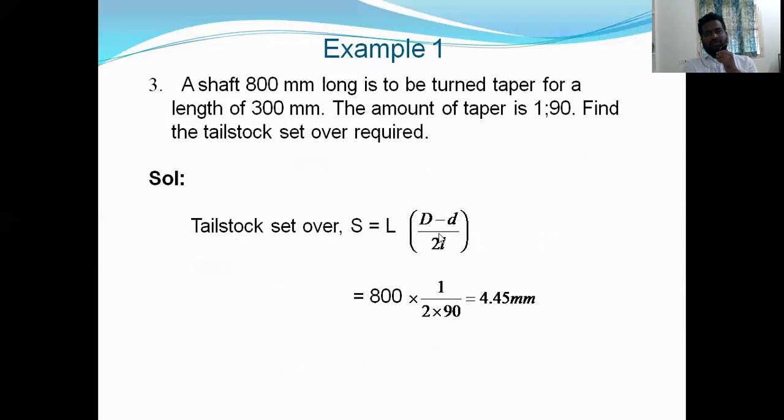Tailstock set over S is equal to L into (D minus d) by 2. So capital L, we know already, is 800, and (D minus d) by L is directly given as 1 is to 90. So 1 by 90 is there, and then divided by 2. So 4.45 mm is our set over, the distance between the tailstock axis and the spindle axis, right?